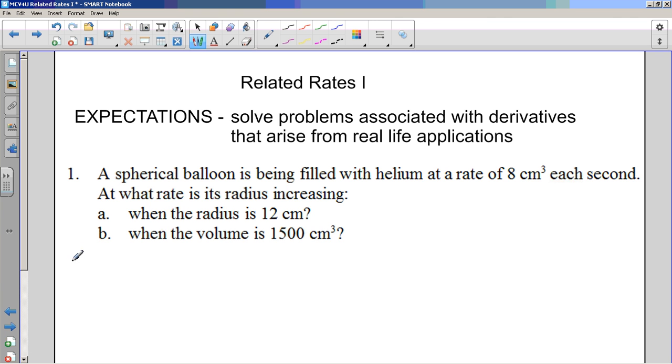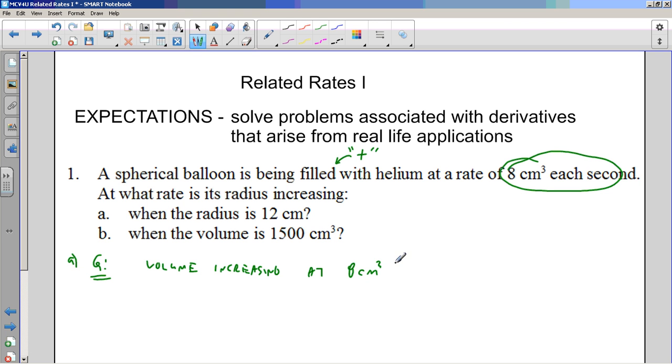So there's two questions. I'm going to start with A. And I'm going to use the grass method here. What am I given? I'm given this 8 centimeters each second. What is this given here? At a rate, the volume is changing at a rate of 8 centimeters each second. Being filled means it's positive, right? The volume is increasing at 8 centimeters cubed per second.